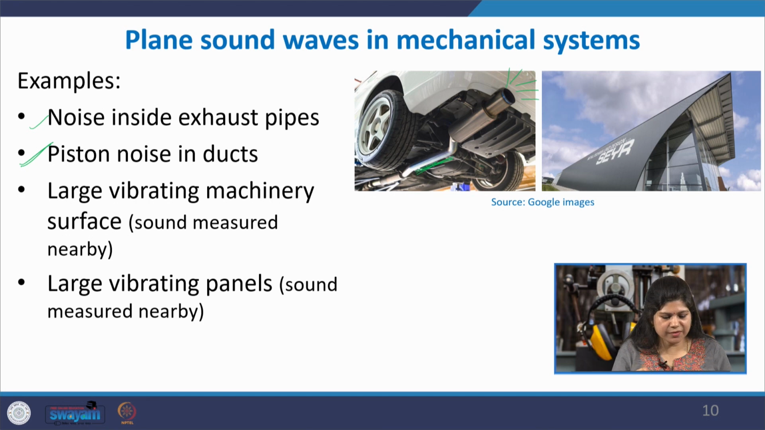Similarly, any kind of piston noise inside ducts in machinery is harmonic plane waves. At the same time, suppose you had large vibrating machinery surfaces or large vibrating panels, and you measure the sound not far away from them, because the further you go, the spherical wave front can be observed. So, you have a large surface pushing away and pulling away air particles, and you are measuring not very far from it; you will experience harmonic plane waves. So with large vibrating panels, roof panels, etc., if the measurement takes place within the order of magnitude of their dimensions, then you can experience harmonic plane waves.